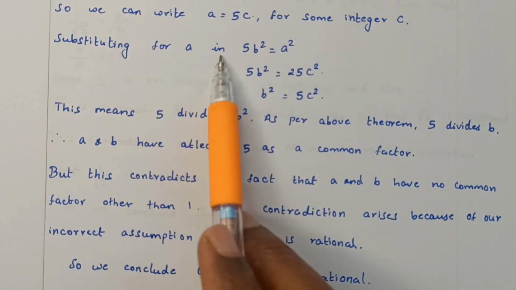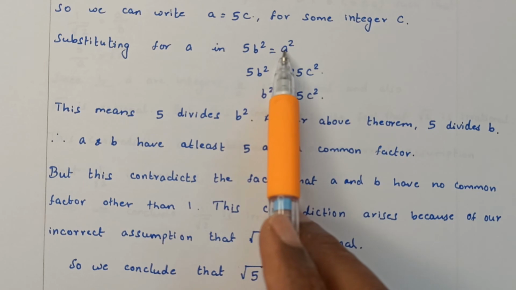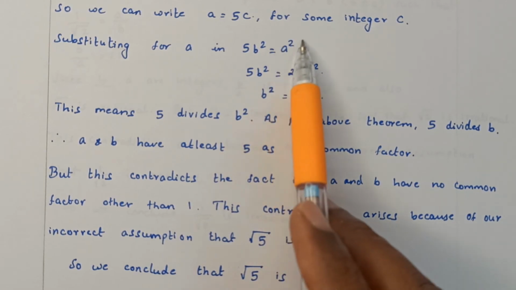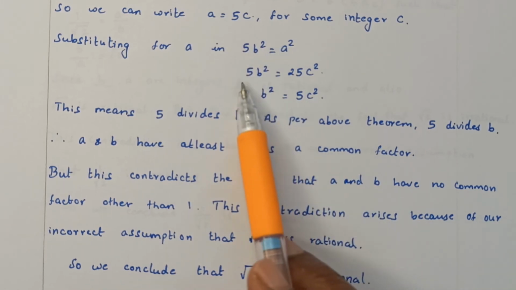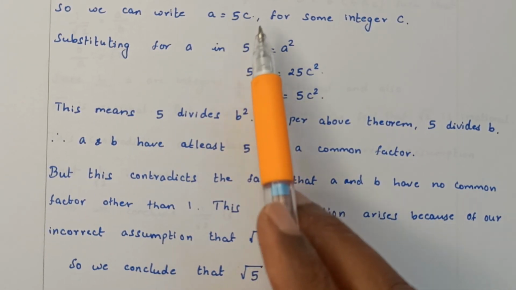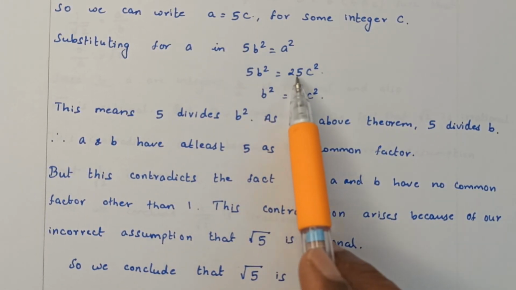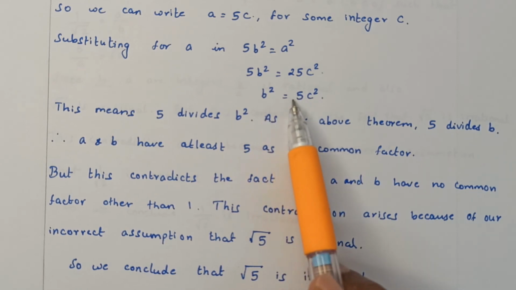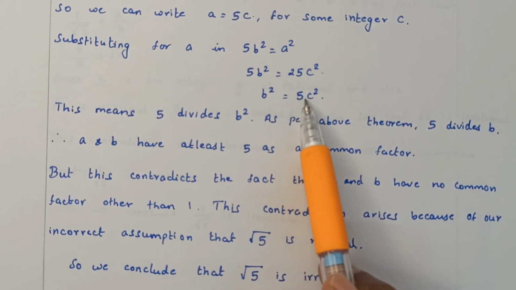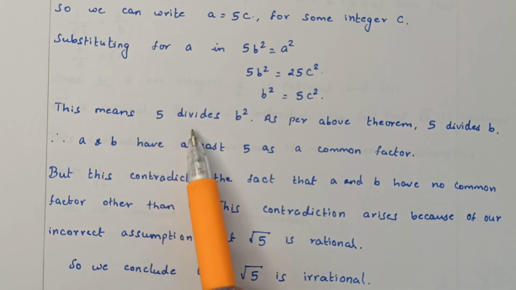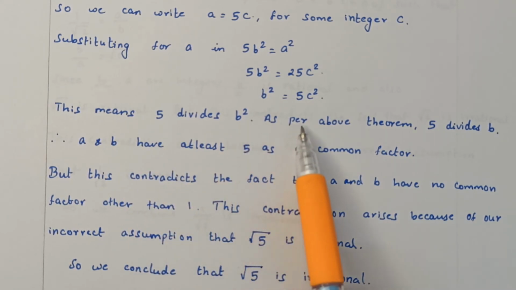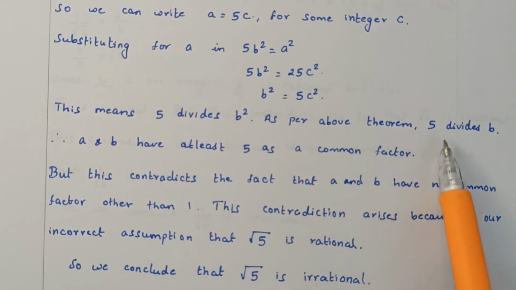Substituting for a in 5b square equal to a square, that is, we have to substitute a square as 5c square, so 5 square c square. So we get 5b square equal to 25c square, which is nothing but b square equal to 5c square. This means 5 divides b square. As per the above theorem, 5 divides b.